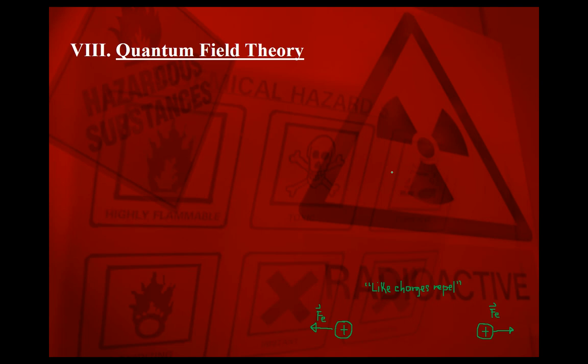Sorry about that. But why? Why do like charges repel? Why do opposite charges attract? The quantum field theory attempts to explain why this law is true. Why do like charges repel? And here's how it explains it.